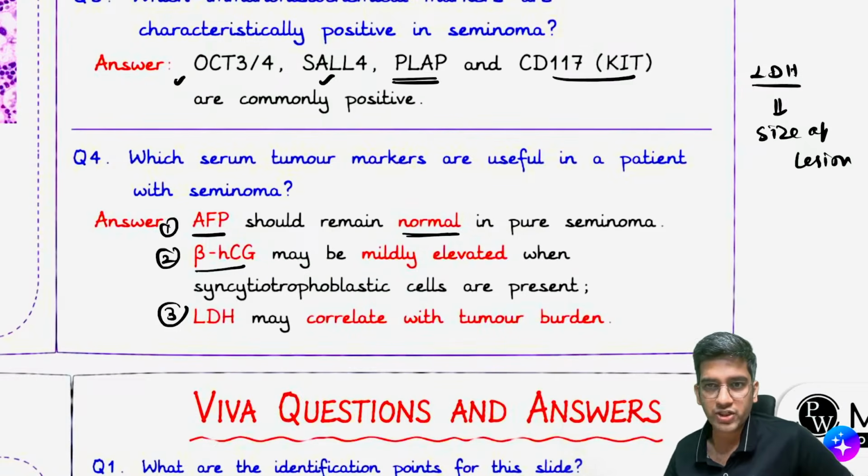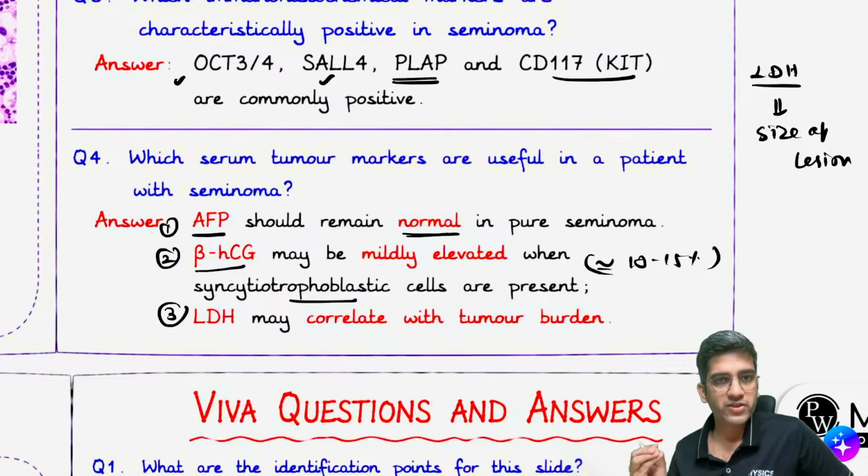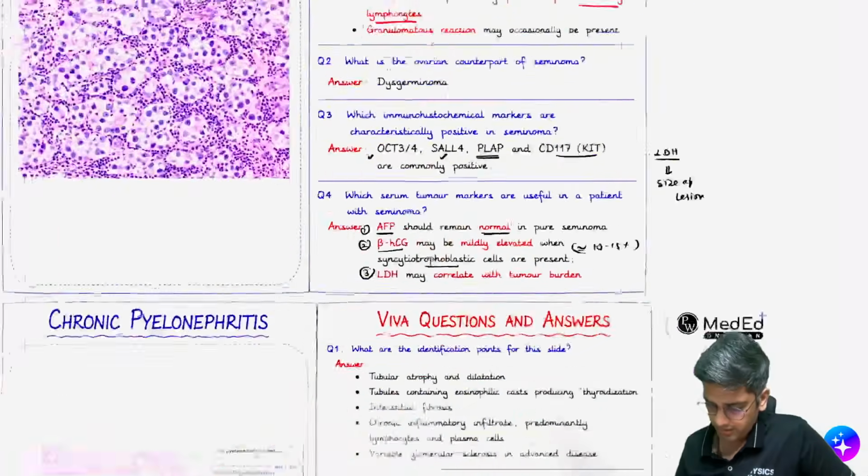Fine. Okay, Jayesh. These are 3 approved tumor markers. Seminoma might have, not always, might have in 10 to 15% of the cases, beta HCG elevated, because 10 to 15% of seminomas have syncytiotrophoblastic-like cells. Otherwise, beta HCG is a classical finding for choriocarcinoma. You know that, I know that. Fine. Perfect.